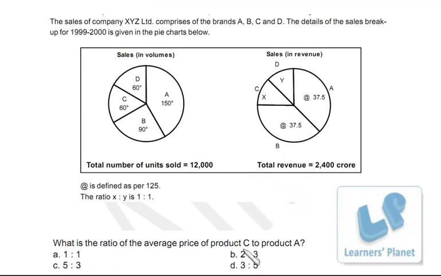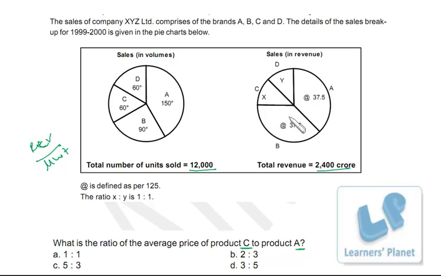What is the ratio of average price of product C to product A? Now in the case of average price, what we have to do is take the revenue divided by the total number of units, right? Revenue divided by units is average price, right? Now in both the cases, product C and product A, the base is same for revenue and the base is same for units sold, right? 12,000 and here 2400 crore. So we can reduce the calculation to a certain extent, right? So first of all, we have to find out the average price of product C and then product A.